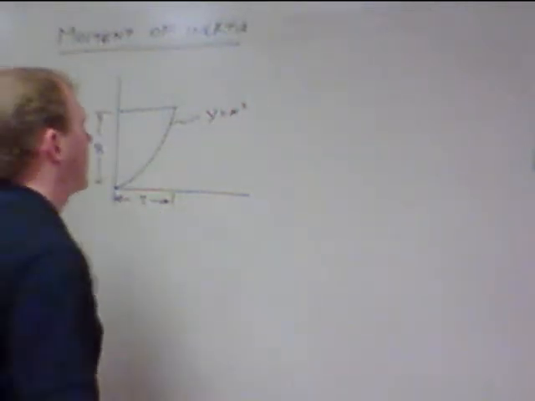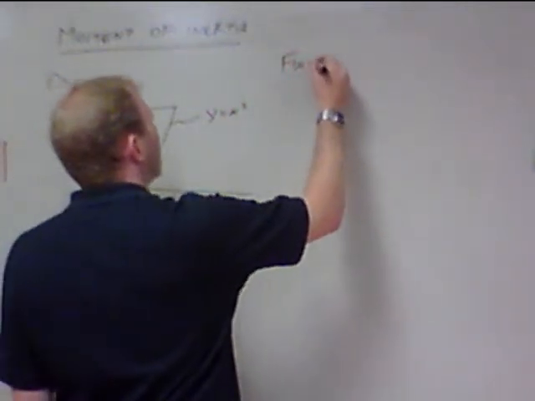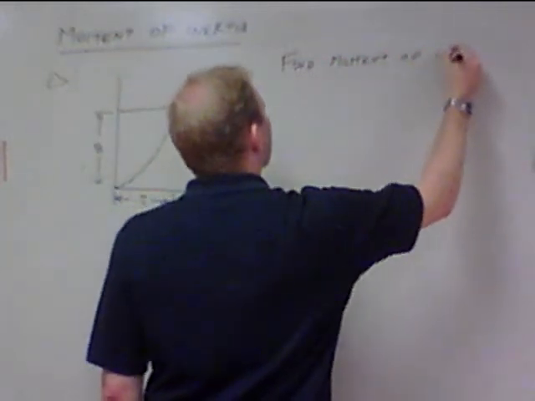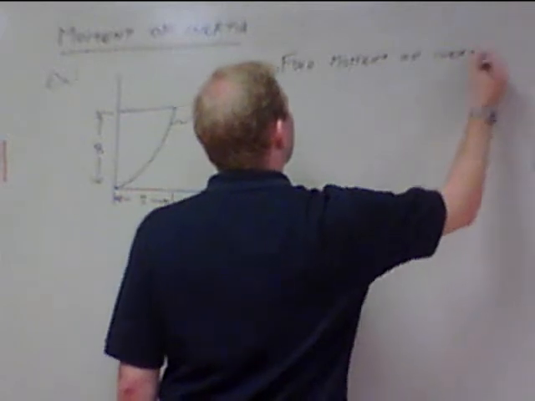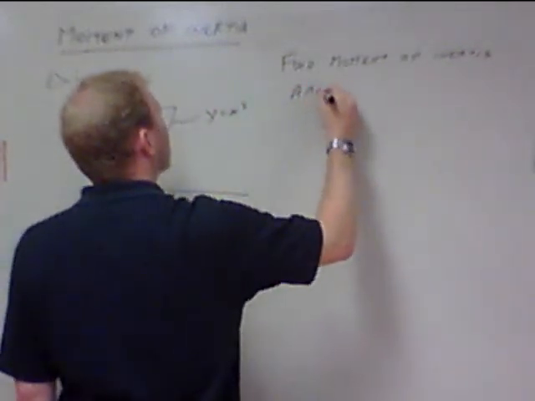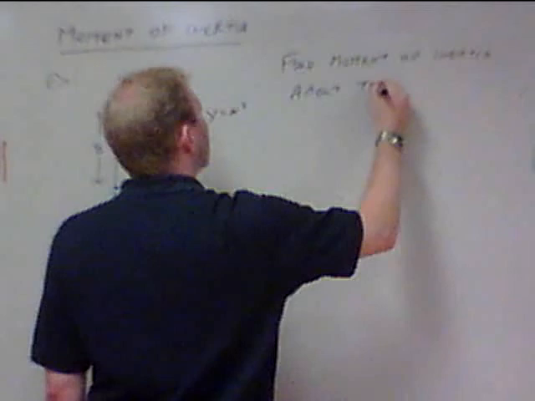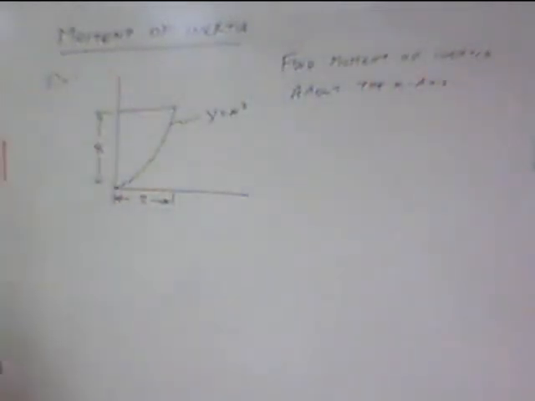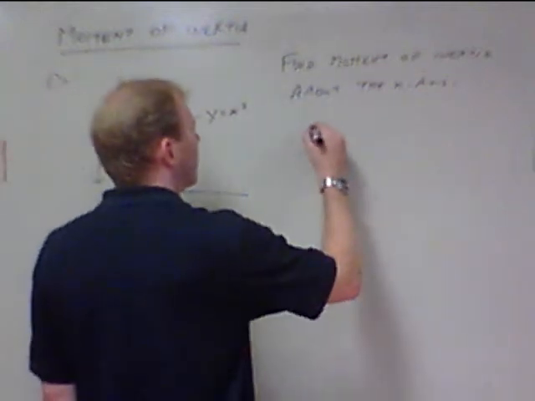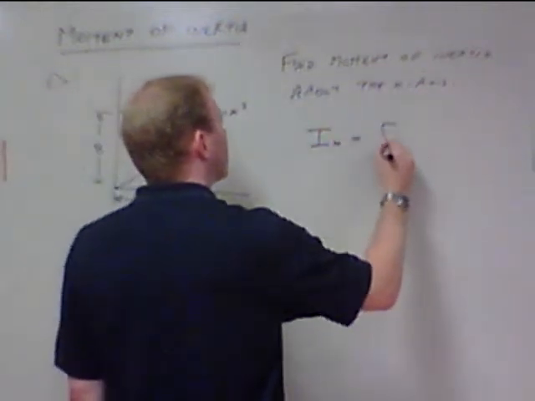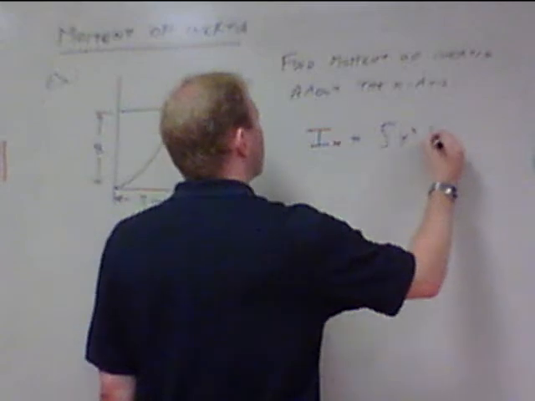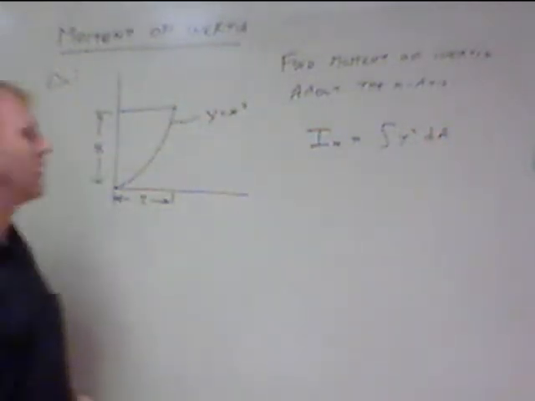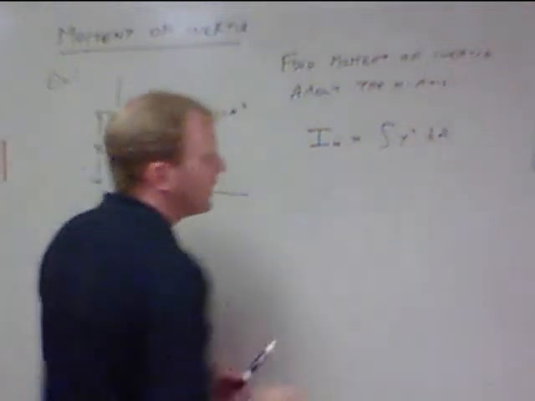Okay, ultimately I'm asking to find the moment of inertia about the x-axis. All right, well, for moment of inertia about the x-axis, we end up with Ix equals the integral of y squared dA. Now, we can't just immediately integrate that because we have this dA term that we need to deal with.